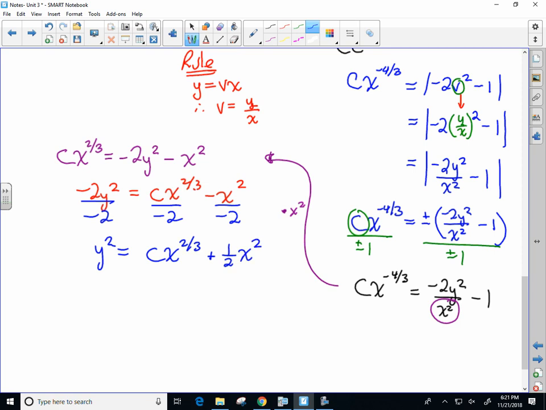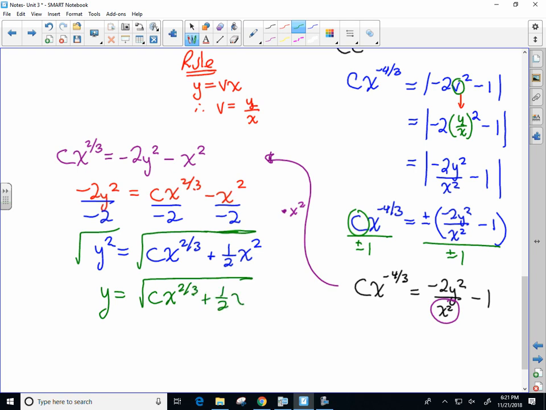And then the last step would be to take the root of both sides. In which case, y would be equal to the square root of cx to the 2/3 plus 1/2 x squared. Normally I would say plus or minus, but there's really no way in which this could be a negative. So the positive is all we need. It's not a problem if you put the plus or minus stuff.